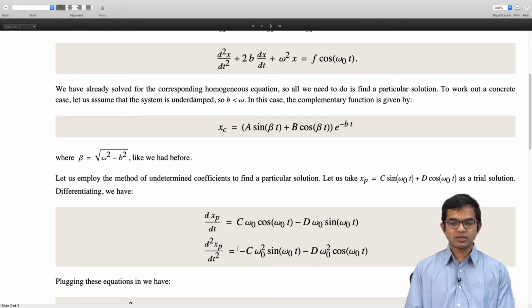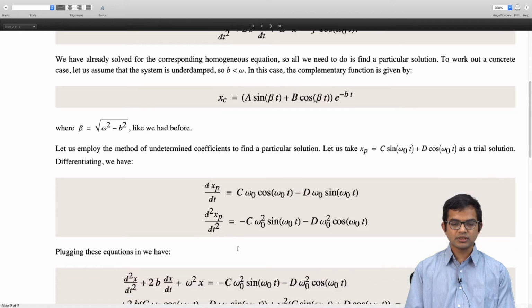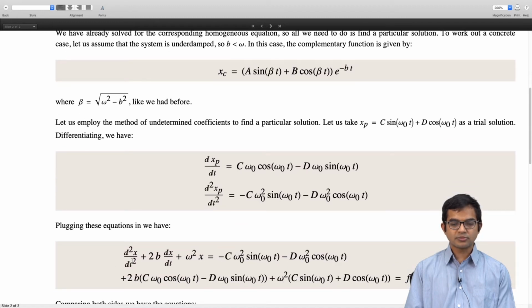Now we have to just plug these expressions back into the original differential equation. So then we have d squared x by dt squared plus 2b dx by dt plus omega squared x. So we plug in for each of these quantities. We have here the second derivative, the first derivative, and the ansatz itself, which is here.